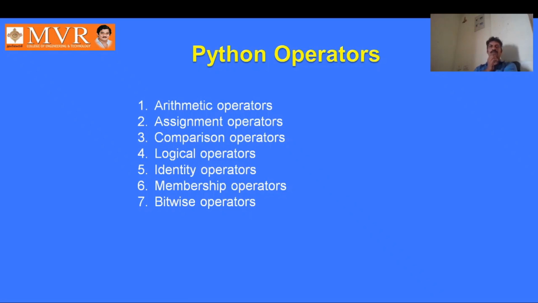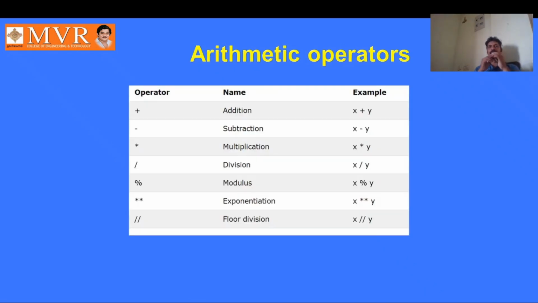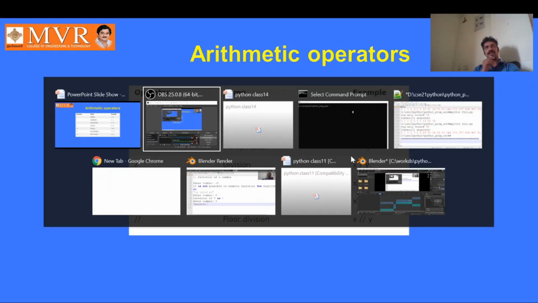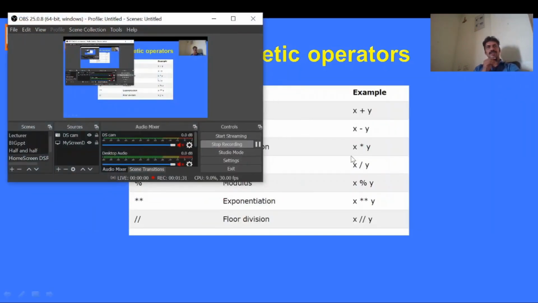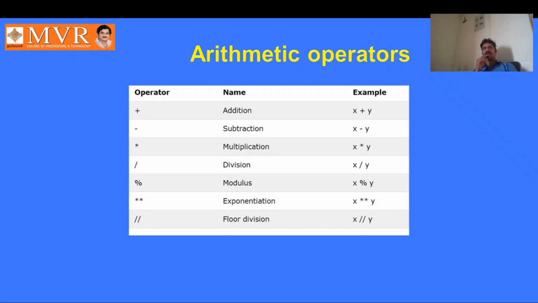Whatever it may be, the operators used in Python programming language are arithmetic operators, assignment operators, comparison operators, logical operators, identity operators, membership operators, and bitwise operators. We know that in the previous session I covered arithmetic operators. What are the arithmetic operators? These are the arithmetic operators: plus, minus, star, slash for division, percent, double star for exponent, and double slash for floor division. I am not covering this again; I covered it in the previous session.